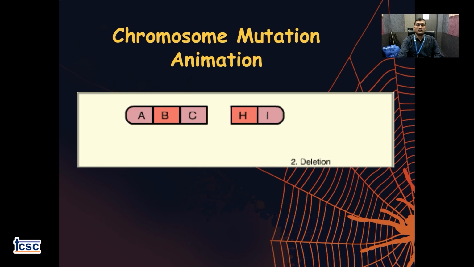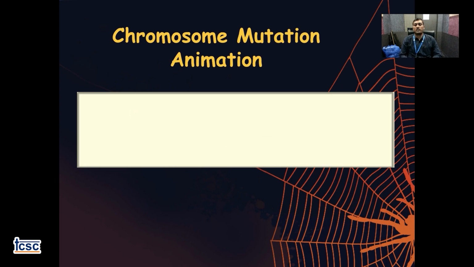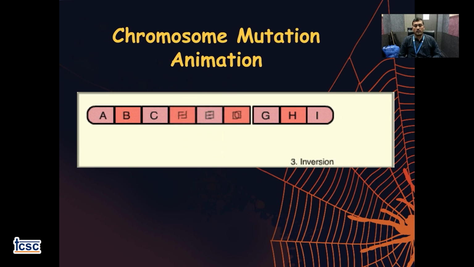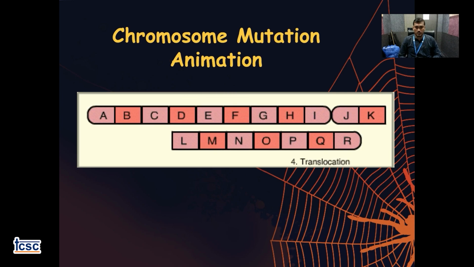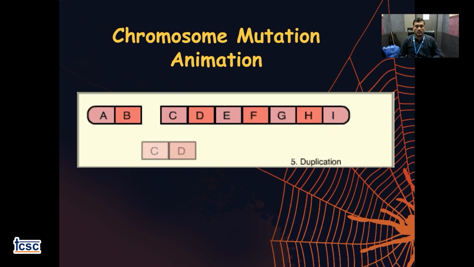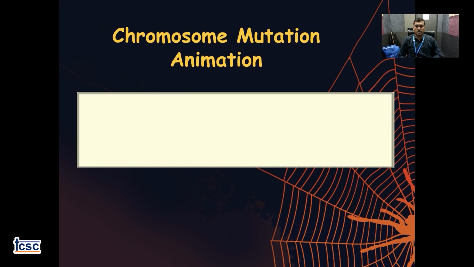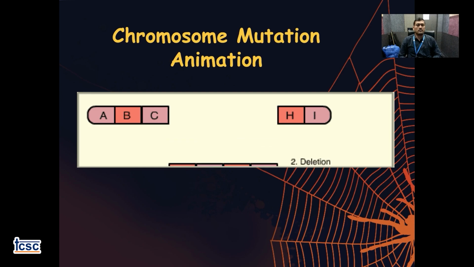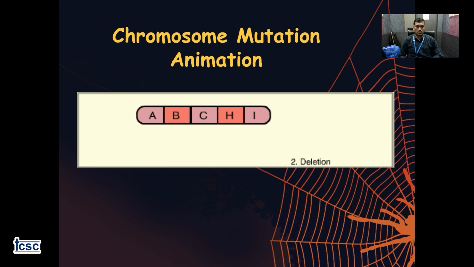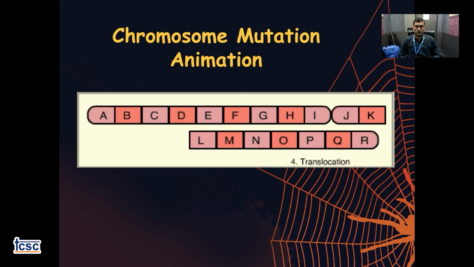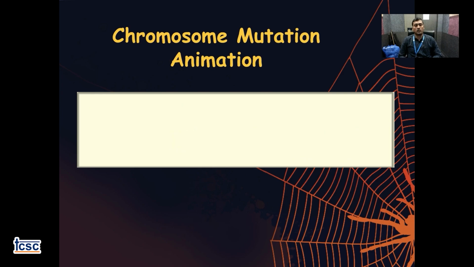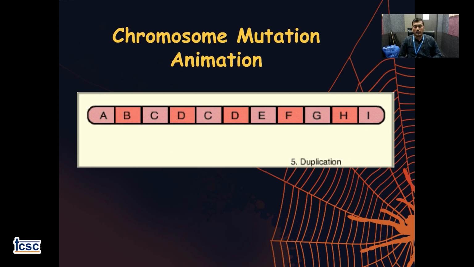Yes. Now here is the animation, the chromosome mutation animation. Now you can see one by one: deletion, inversion. Here is the translocation. Here is the duplication, right? And here is the original sequence. So this animation indicates how a chromosome gets mutated due to duplication, inversion, deletion, and translocation.